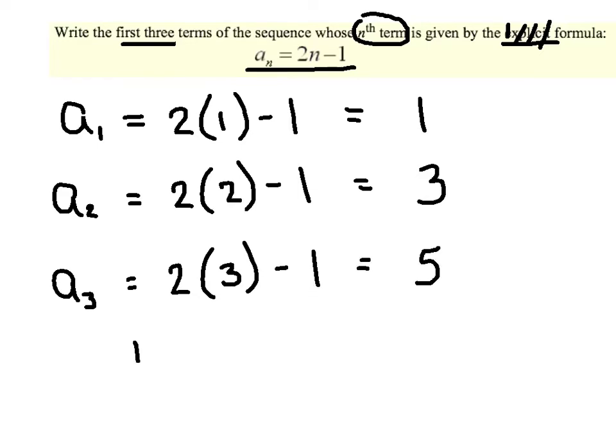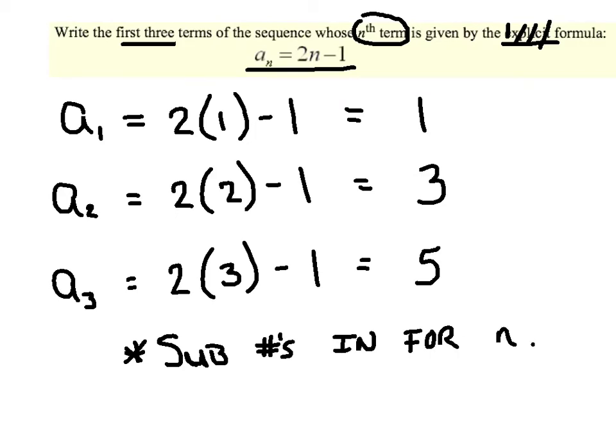So really, if you want to put a little note here in your notebook, it's just about substituting different numbers in for n. That's really what it amounts to. Just substituting different numbers in for n and keeping track of them. So if we had to write out the sequence, we would say it's 1, 3, 5, dot, dot, dot, and it continues to go in such a pattern. They didn't ask us to go any further than that.